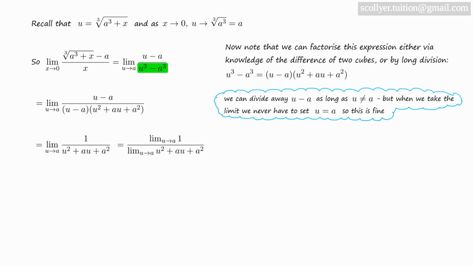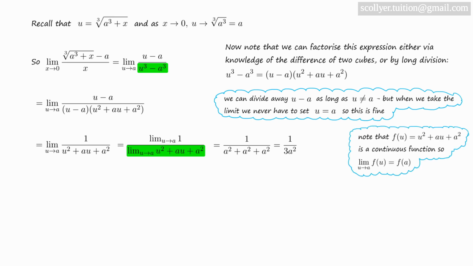And now we turn the limit of a quotient into the quotient of limits, and from that we find that the limit is equal to 1 over 3a squared, where we have evaluated this limit by noting that u squared plus au plus a squared is a continuous function, so we can use the fact that the limit as u tends to a of f of u equals f of a.